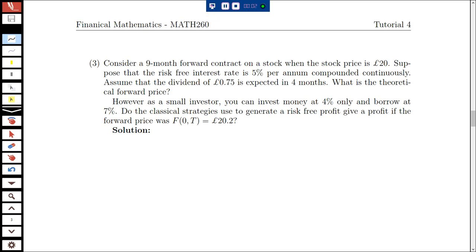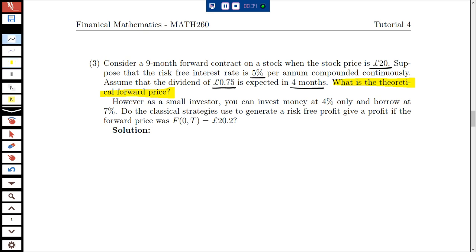Okay, let's take a look at tutorial 4 question 3. Consider a 9-month forward contract on a stock with price £20, risk-free rate 5%, continuous compounding, lovely, we don't need to worry about that. This time we have a dividend in 4 months. What is the theoretical forward price? Okay, highlight that.